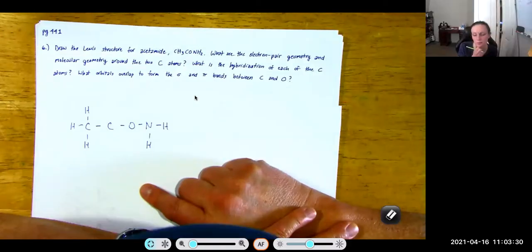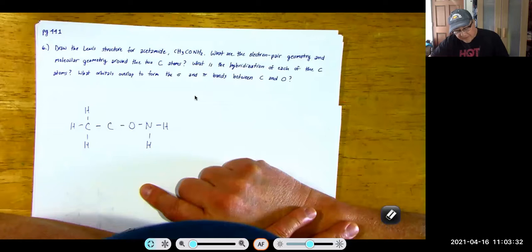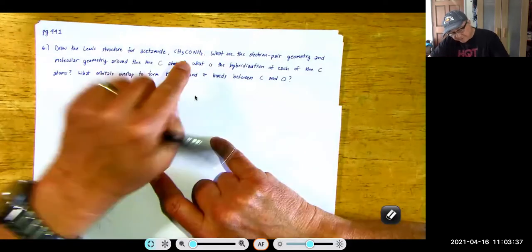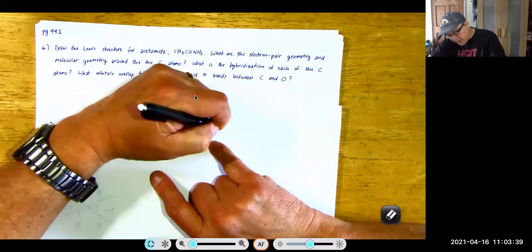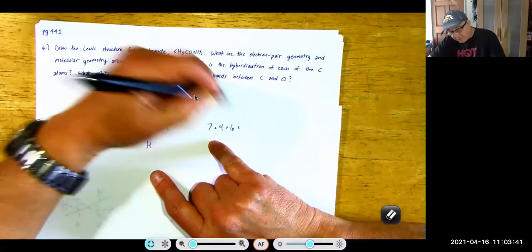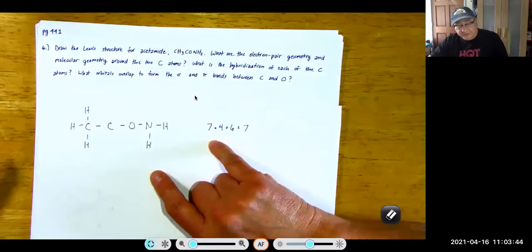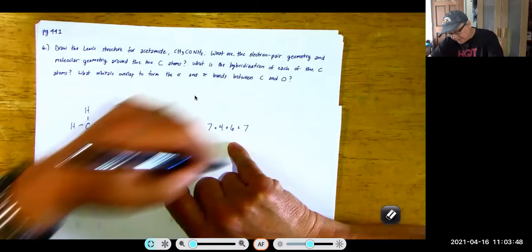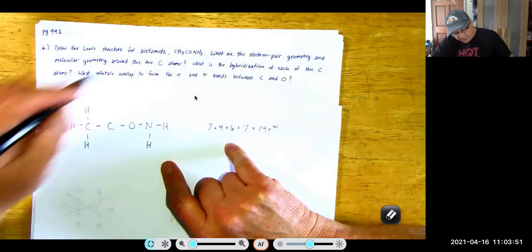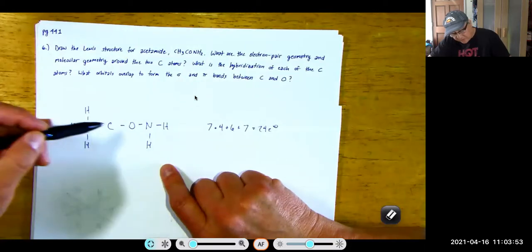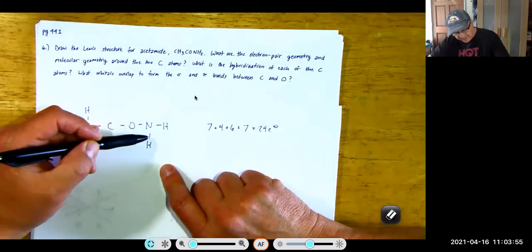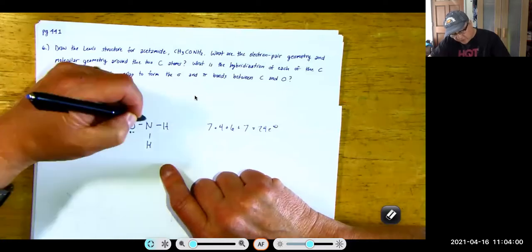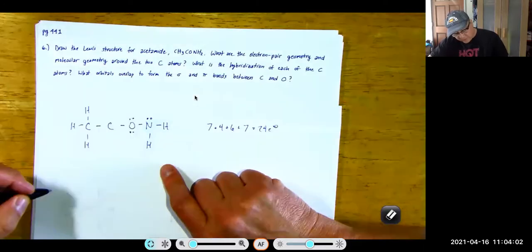Well, carbon needs 4 bonds. Right. And if we count up electrons here, we've got 7 for the CH3, 4 for the carbon, 6 for the oxygen, and 7 for the NH2 because you got 5 plus 2. So that is 24 electrons, right? Right. And here we've used 2, 4, 6, 8, 10, 12, 13, 14, 15, 16, 17, 18, 19, 20, 21, 22, 23, 24.